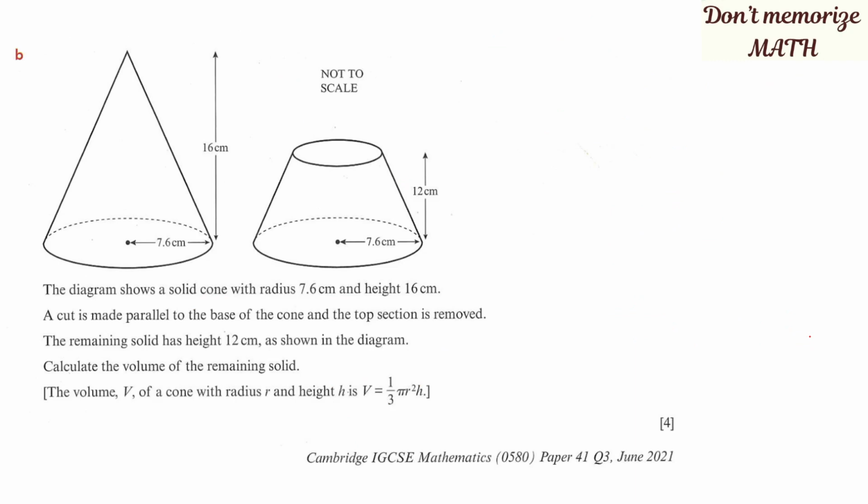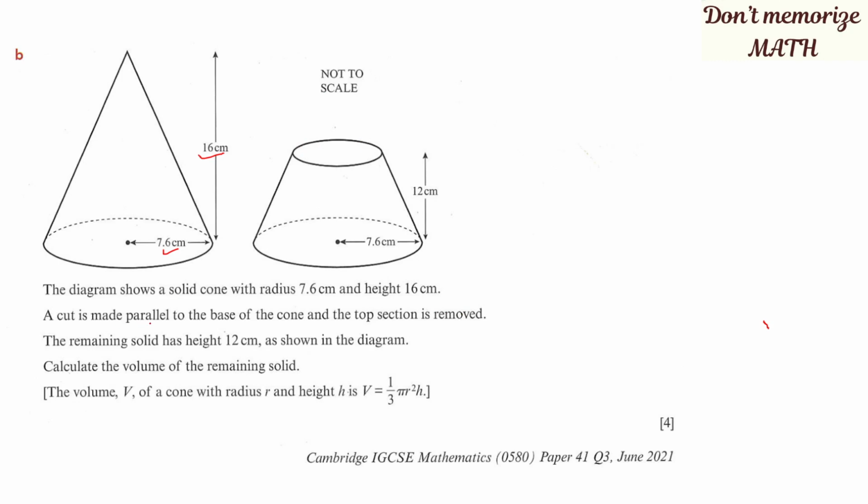Let's see. The diagram shows a solid cone with radius 7.6. It's different, right? 2.4 we had. Okay, it's a different question. We have the radius 7.6 and height 16. A cut is made parallel to the base of the cone and the top section is removed. You can see the picture. The top section is removed.